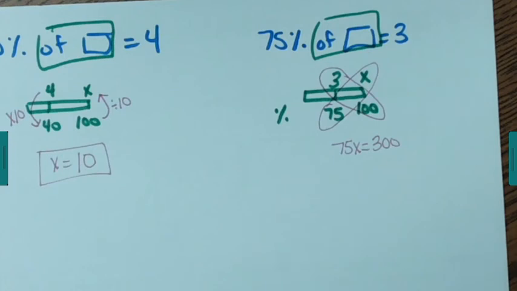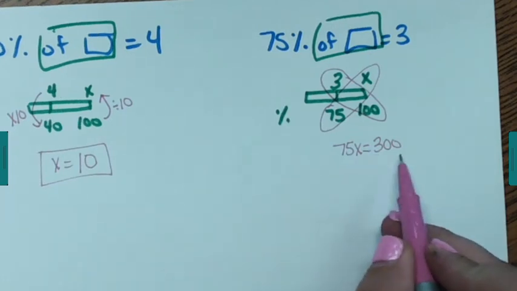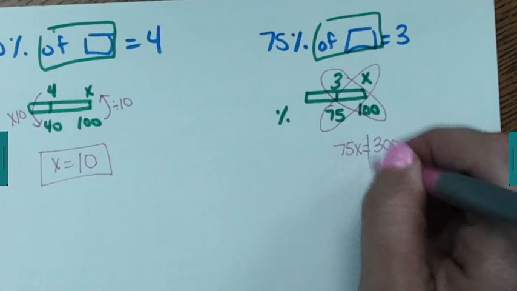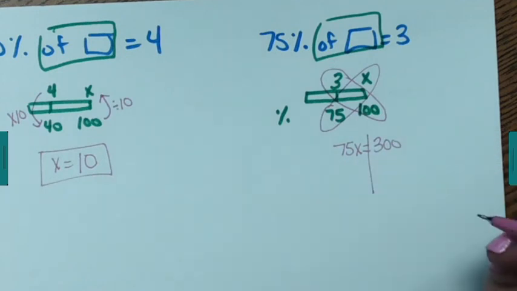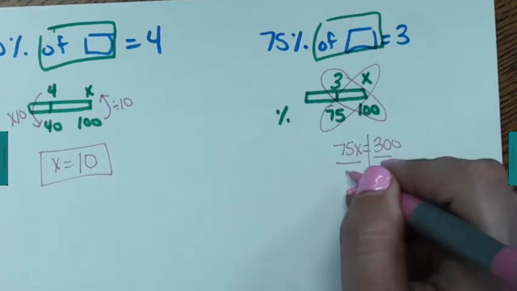Yep. Okay. So 75x equals 300. And then how do you get x by itself? Divide by 75. Good. Divide by 75.